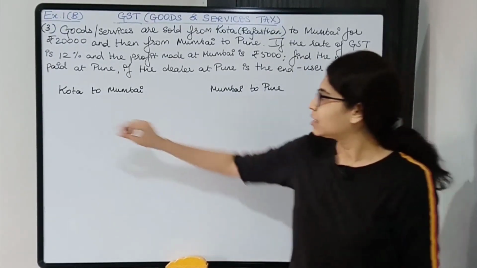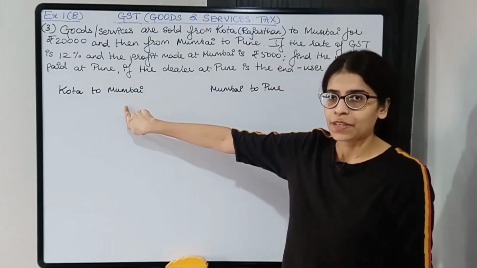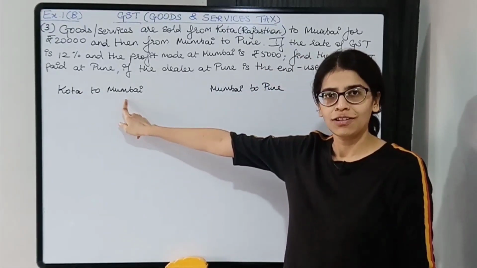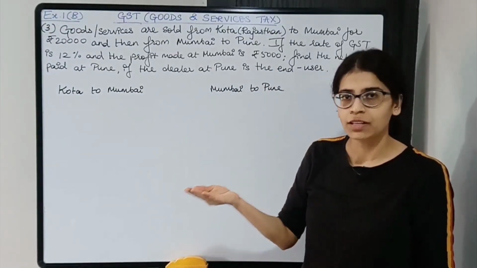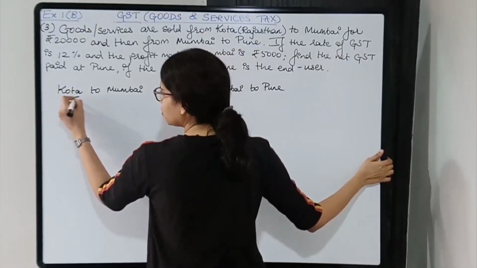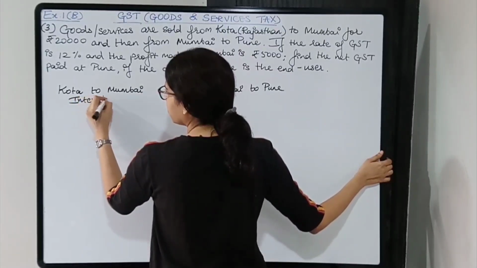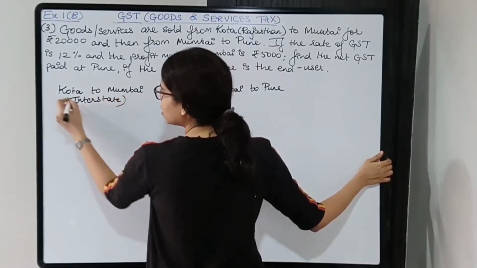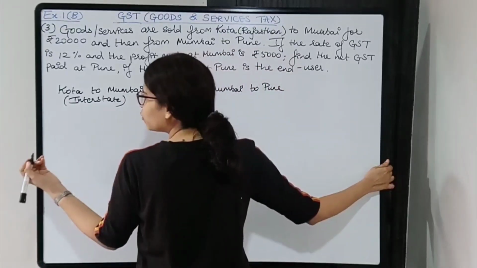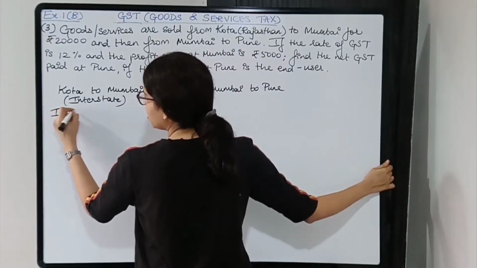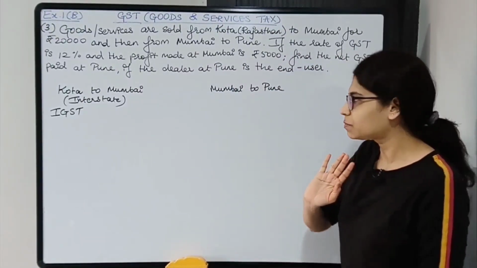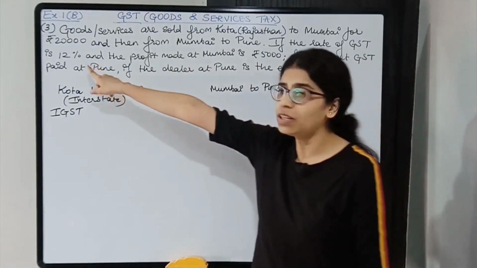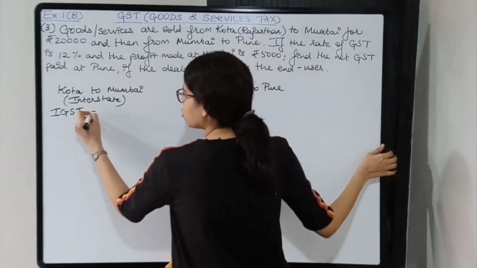Before that, Kota to Mumbai, so Rajasthan to Maharashtra, so it is from one state to another. Okay, so it is an interstate transaction. Since it is an interstate transaction, which type of GST will be applied? IGST. Total GST will be IGST. And the GST percent we are told is 12%, so it will be 12%.